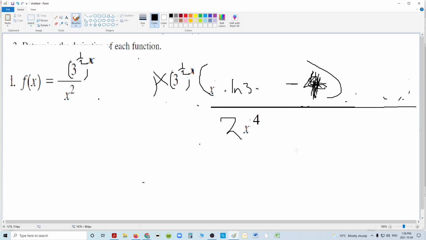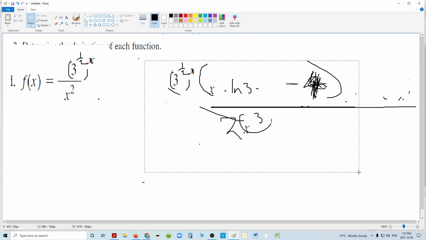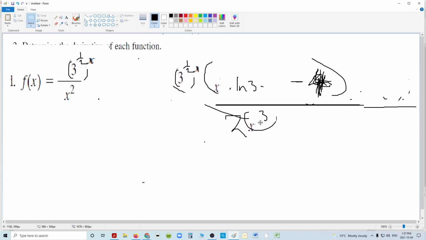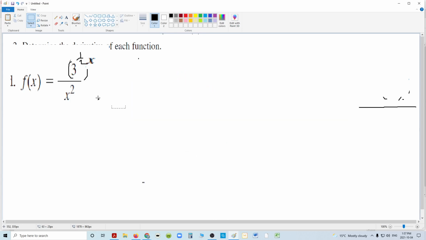I can also notice that I have an x to the 4 here and an x up here. So I can get rid of this x, and that just reduces this x to the 4 to x to the 3. And that's about it. Now, the answers will vary on this one because there's so many ways you can write it. But to me, that's the cleanest written version of it.